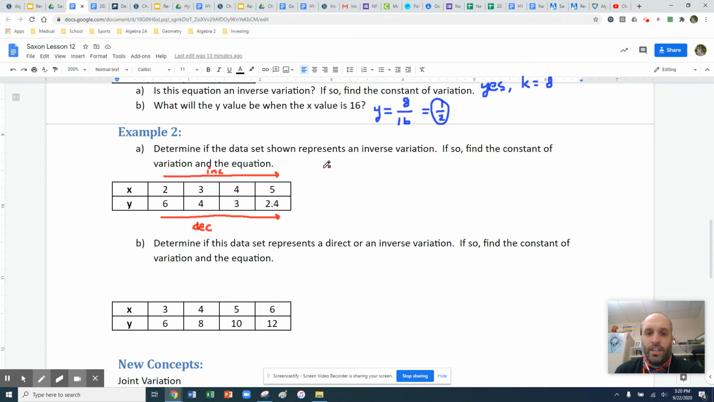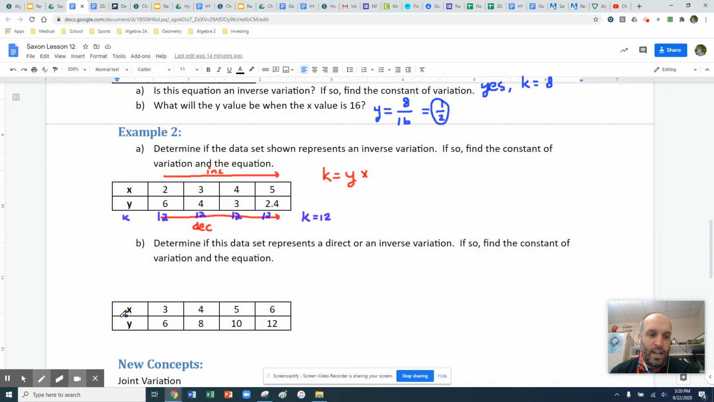The only thing we have to check now is the constant. Is y times x always going to be consistent? So we're going to take a second, multiply each y and x, and see if we get a constant value. So first we can multiply 2 times 6. 2 times 6 is 12. 3 times 4 is also 12. 4 times 3 is 12. 5 times 2.4 is 12. So I'm looking for that constant and seeing if I get a consistent value each time. Yes, so it is a constant of 12, so my k is going to equal 12.